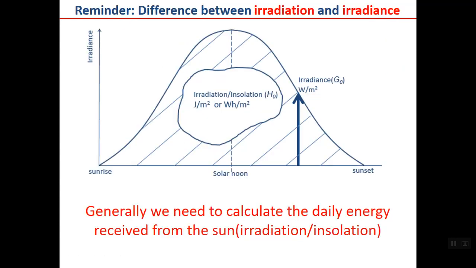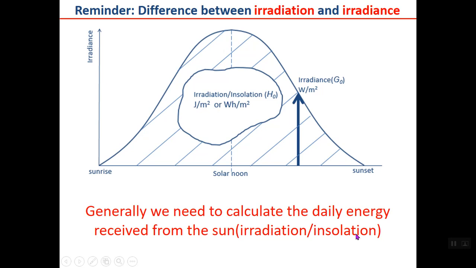I just want to remind you that we had two parameters. The first was irradiation and then irradiance. Irradiance, as you may remember, is the instantaneous value of solar radiation at each time moment, okay? This is the irradiance. The unit is watt per square meter. But the problem is that generally, well, this is important also, but the more important one is irradiation. Generally, we need to calculate the daily energy received from the sun, which is named irradiation or insolation.